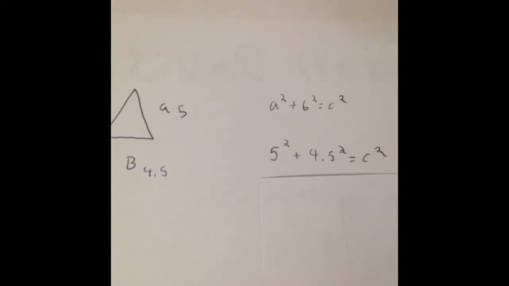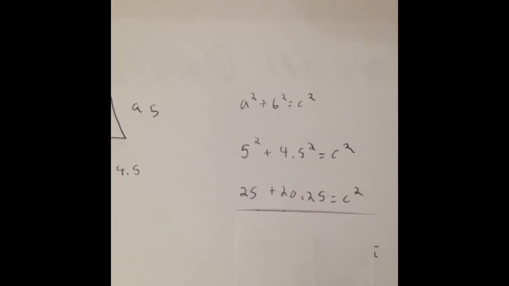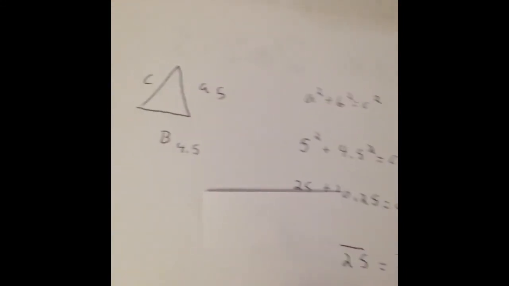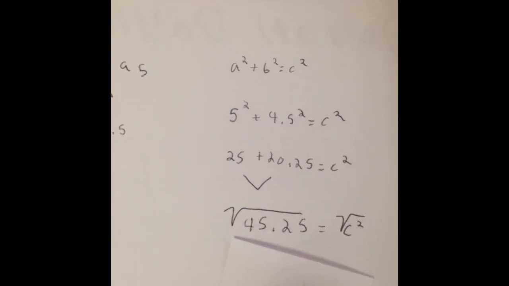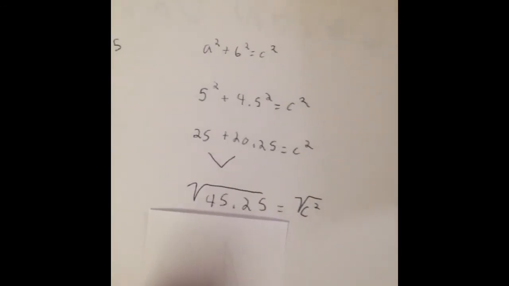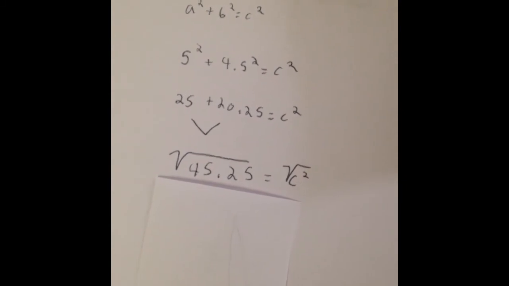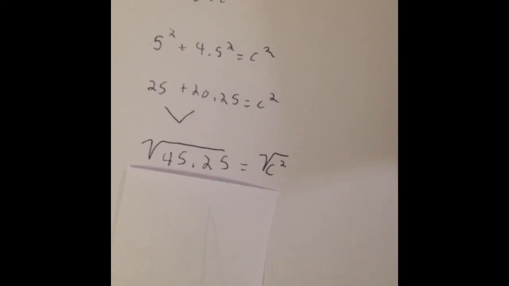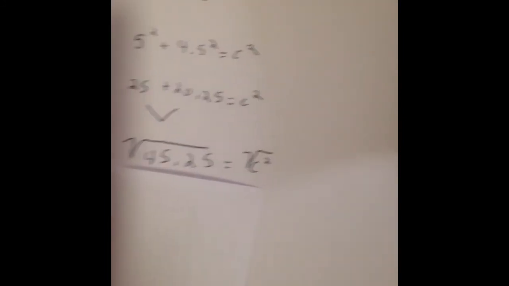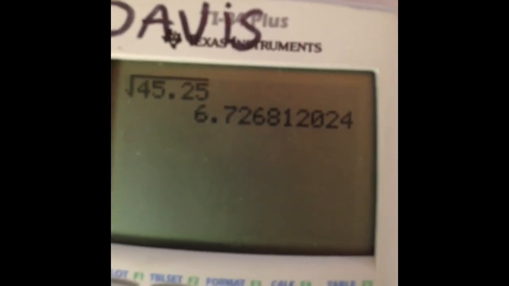5 squared is 25, and 4.5 squared is 20.25. All you have to do then is add those two together and then square root it, which is what I've done down here. And when you plug that into the calculator, you get 6.72. So that would be your missing side for C.